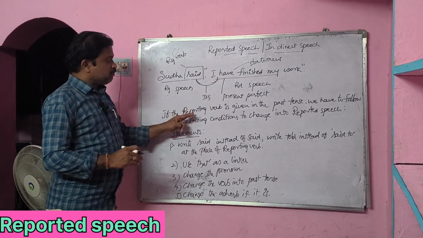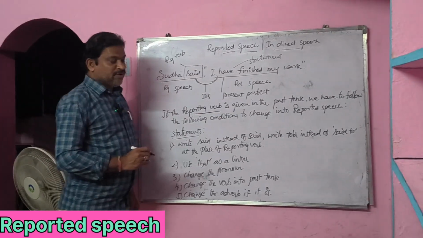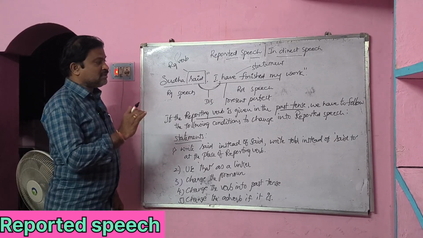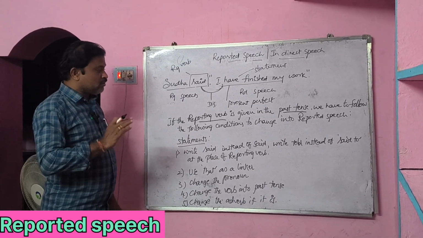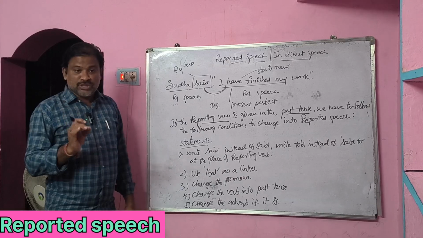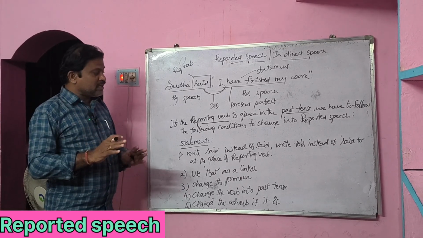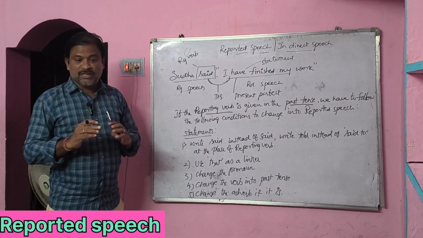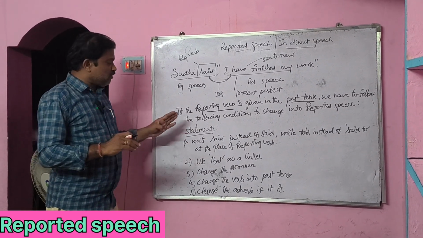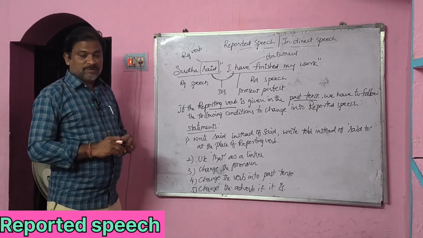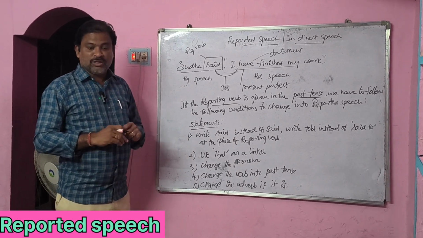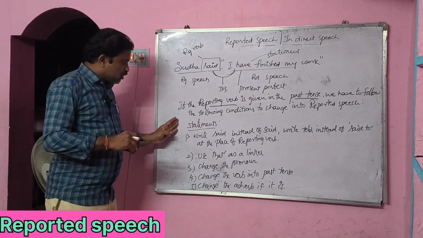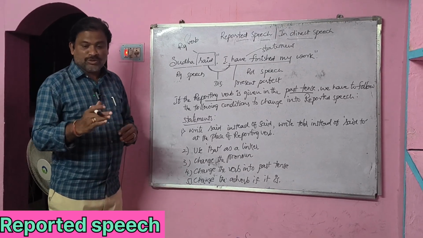Again, if the reporting verb is given in the past tense, that's very, very important. If the reporting verb is given in the past tense, we have to follow the following conditions to change into reported speech. You know that actually we have four models. One is statement, second is interrogative, third is imperative, fourth is exclamatory. Just take the first model, statement model. If the sentence is given in the statement model and the reporting verb is in the past tense, we have to apply these conditions to change into reported speech.